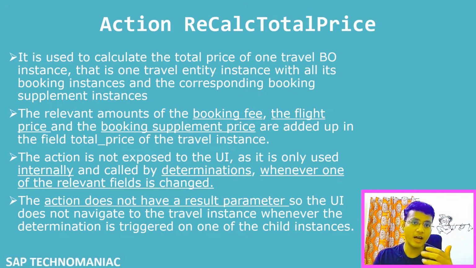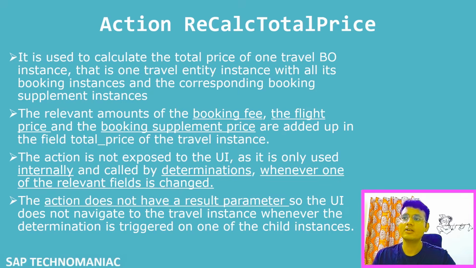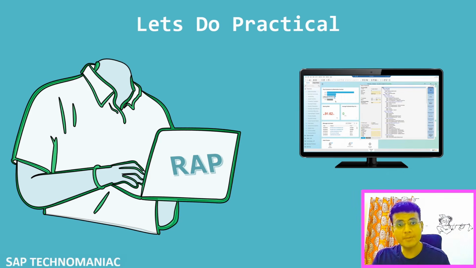If another business object modifies the price, it will be called internally, since it is an internal action. But if some other business object wants to call it directly, we will get a dump. We will not be able to call this particular action, recalculate total price, directly. So these are the three actions we are going to develop in this application. Without wasting time, let's jump into the system.